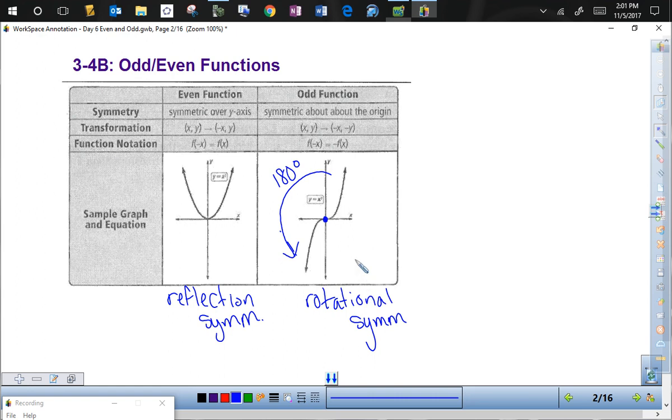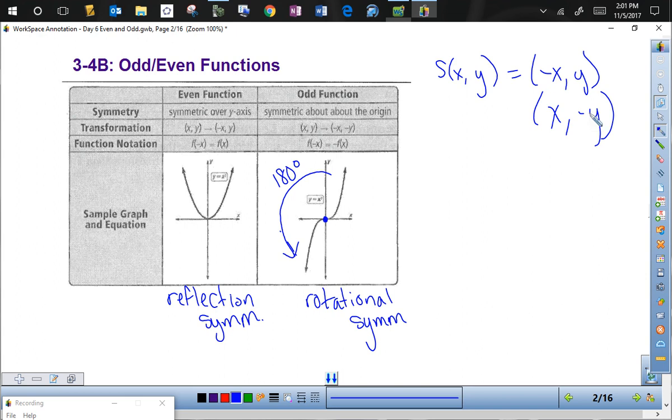Transformation-wise, we've looked at a little bit with scale changes. Last time we switched the order a little bit. We said S of (x, y) equals (negative x, y). That was the reflection over the y-axis. (x, negative y) was reflection over the x-axis. On this one, notice our even function had reflection over the y-axis, so that's a negative x value. Our odd function, with rotational symmetry around the origin, is actually going to flip both of the values.